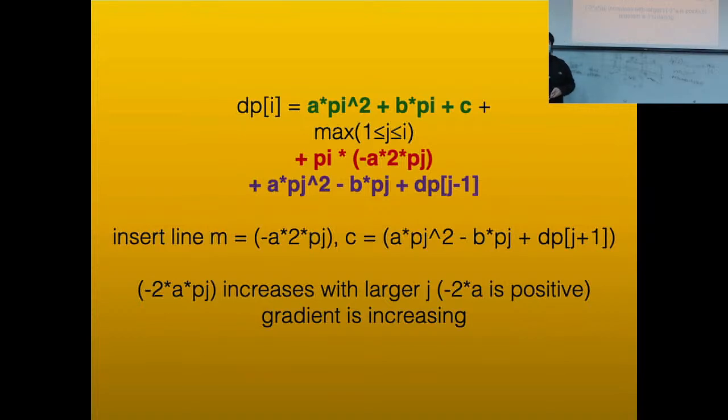We try to get it in terms of m times x, where m only depends on J and x only depends on I. In this case, m is minus a times 2 times P J, or actually you might be able to put the 2 in P I as well. That's also fine, or the a as well. If you put the a, there are complications later, but you can take out the 2 to 2 times P I, and then m becomes minus a times P J. That will also work.